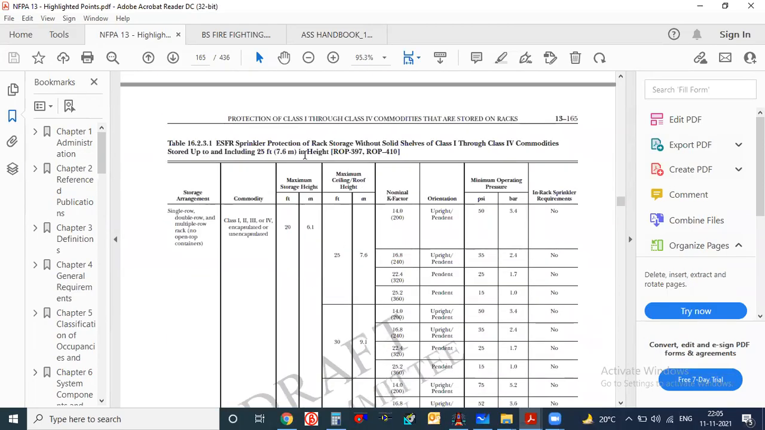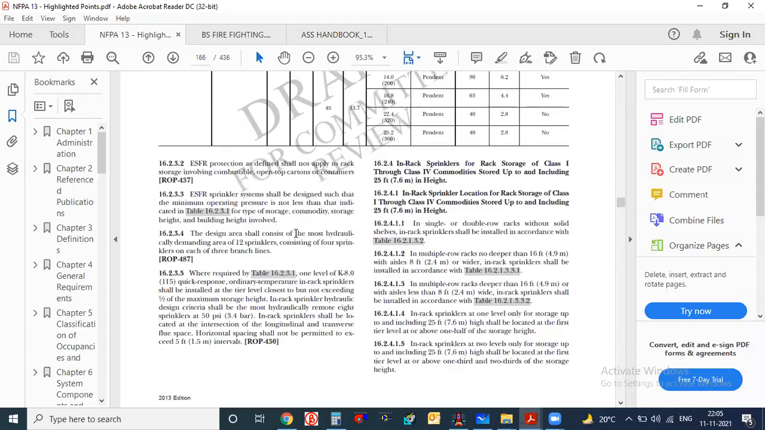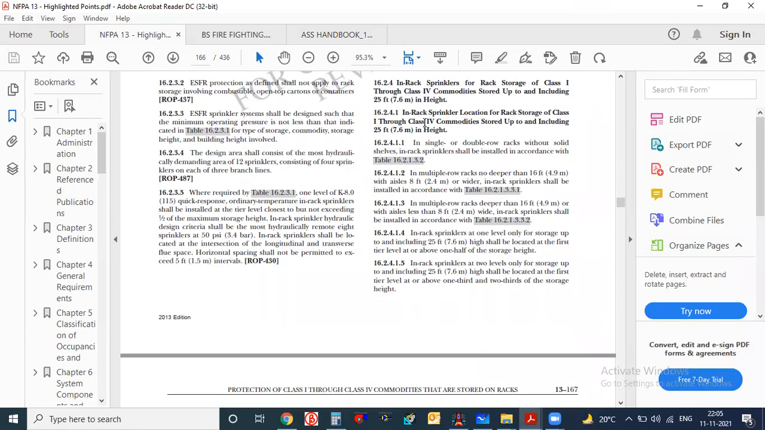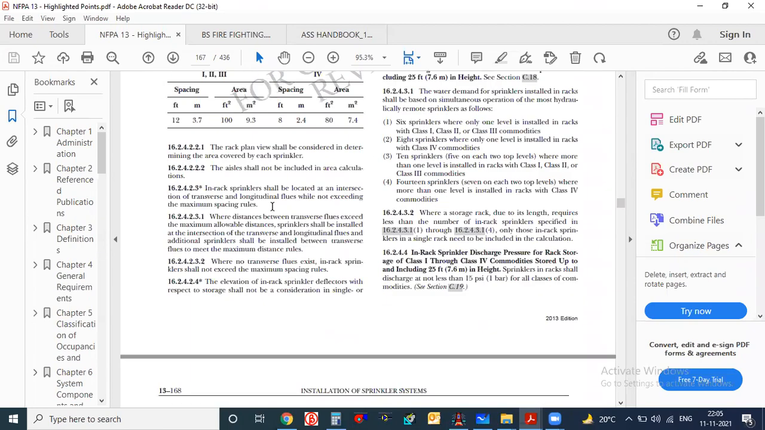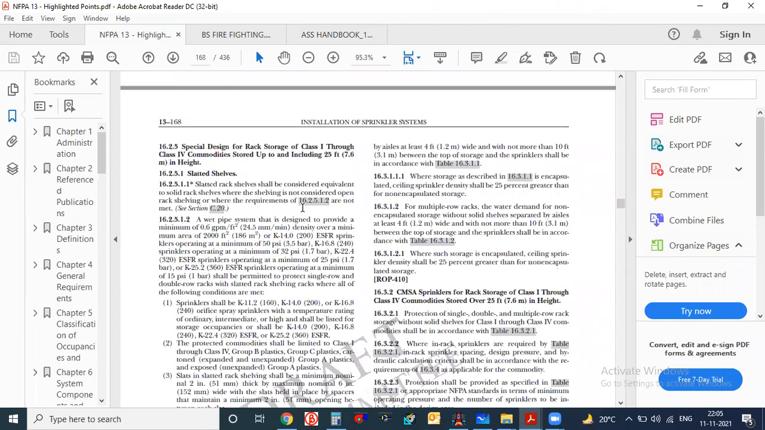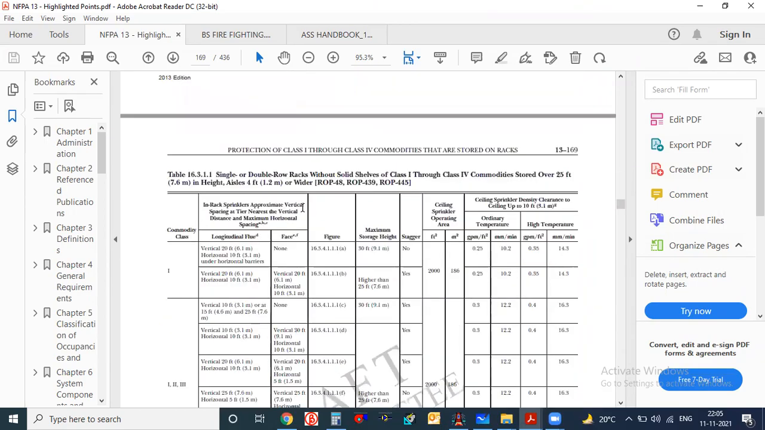This is the ESFR sprinkler. Okay, I'll leave this the same. Some points are given here, heights and all, so you can just check this. And after that, commodity class, I think it is given somewhere.